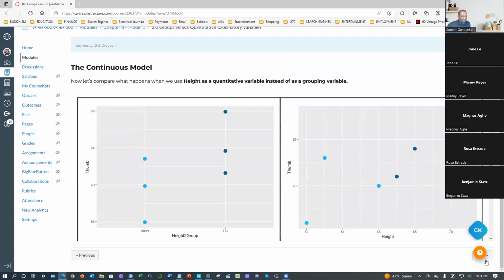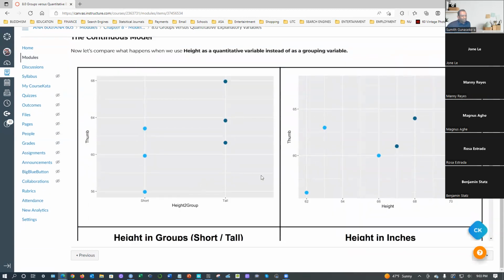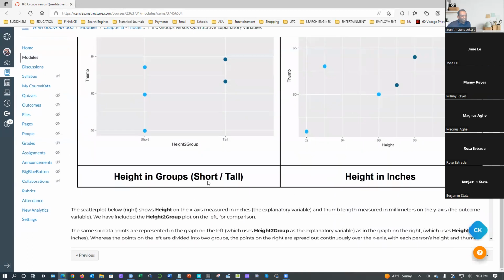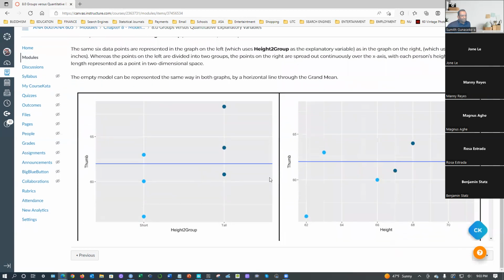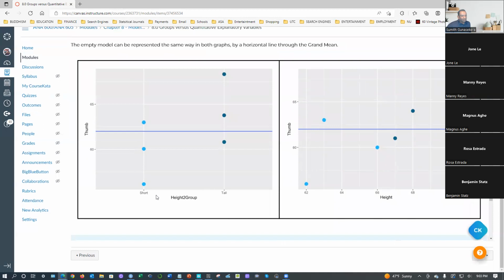See, that's the same thing they show over here. Now it's been like this: height in groups, height in inches now. Height 2 group. Still you use this one. This is the plain heavy roll, okay? So you have to draw this line all the time.